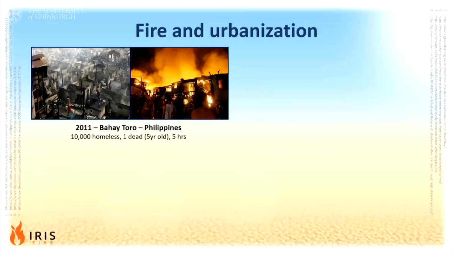And I just want to highlight four fires for you, which have happened over the past 7 or 8 years. These are just four big fires, but there are thousands, if not millions more fires that happen globally. In 2011, we have Bahay Toro in the Philippines, where a single fire which burnt for 5 hours made 10,000 people homeless, and only 1 life was lost. So we're not thinking here that we're losing huge numbers of people in a fire, but we're impacting tens of thousands of people.